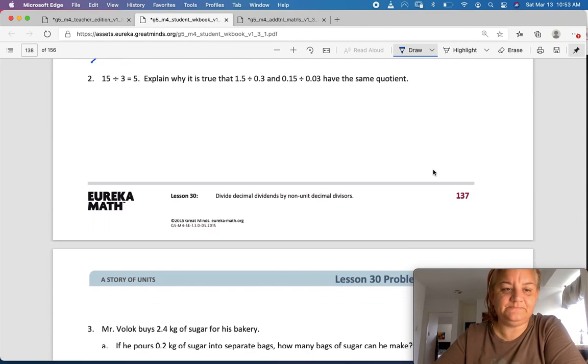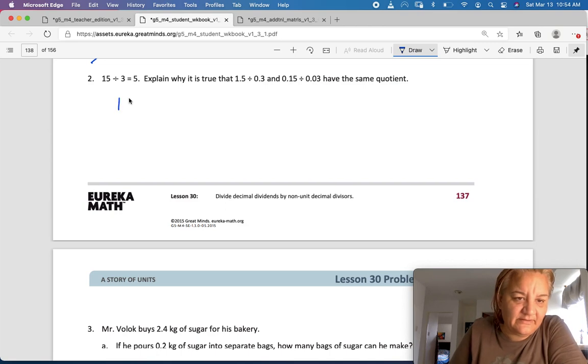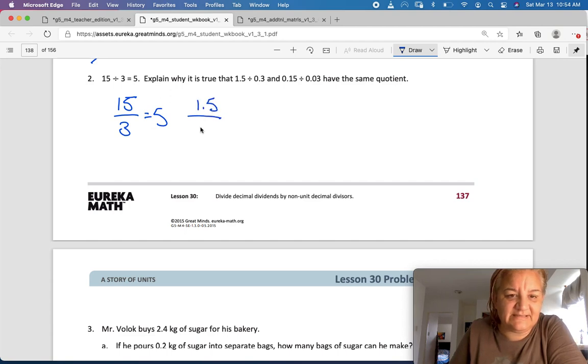Number 2, 15 divided by 3 equals 5. Explain why it is true that 1 5/10 divided by 3/10 and 15 hundredths divided by 3 hundredths have the same quotient. Well, 15 divided by 3 equals 5, and 1 5/10 divided by 3/10 equals 5, and 15 hundredths divided by 3 hundredths equals 5. How is that true?